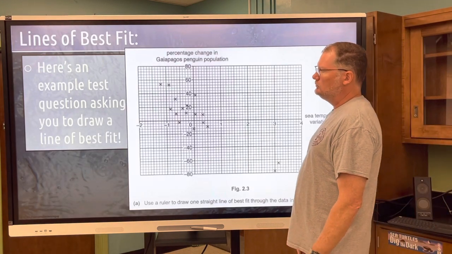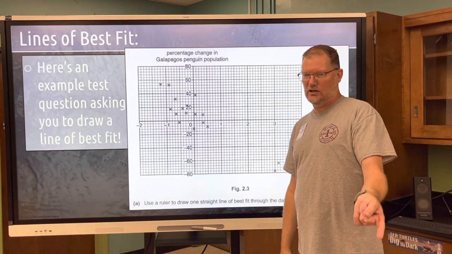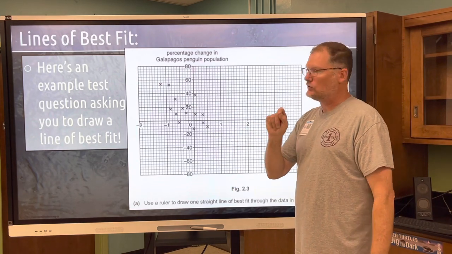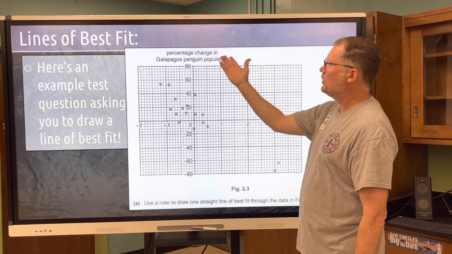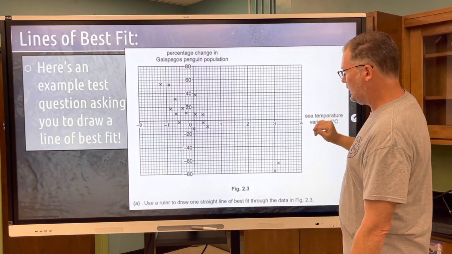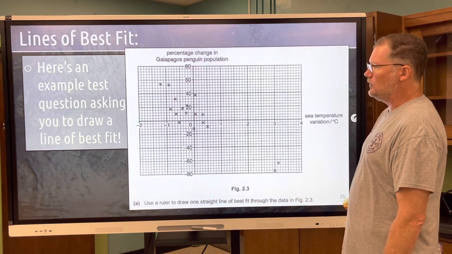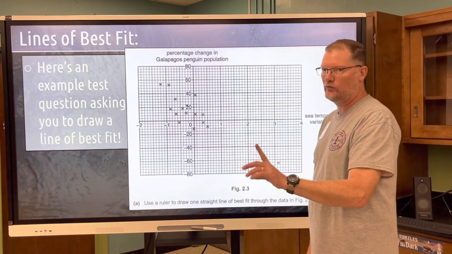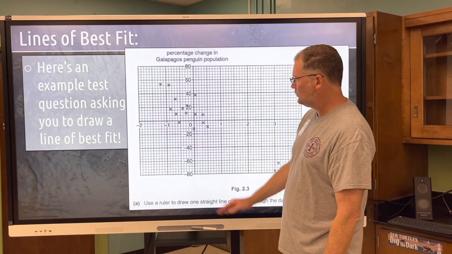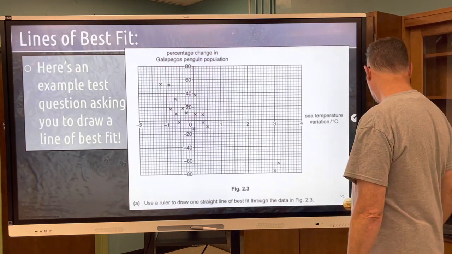Here's another example. Here they plot the data for you, before you had to plot the data yourself. Notice how they're X's where the data points are, not dots and circles. This would be talking about Galapagos penguin population versus sea temperature. And you would use a ruler to draw one straight line of best fit. So this would be not a curve, but one straight line through, and it would kind of be like that, right through the center.